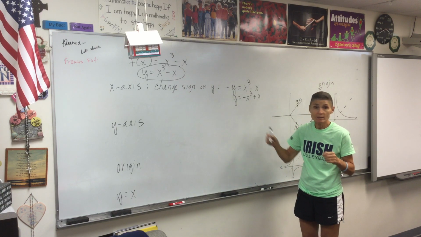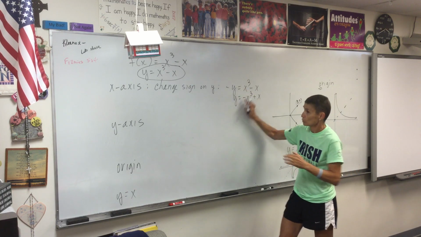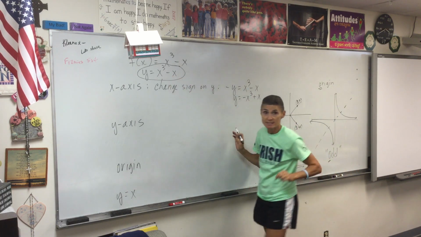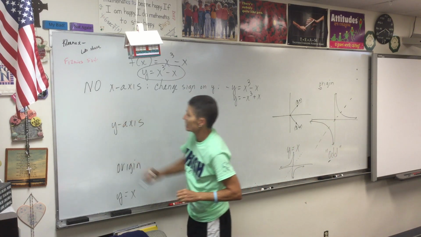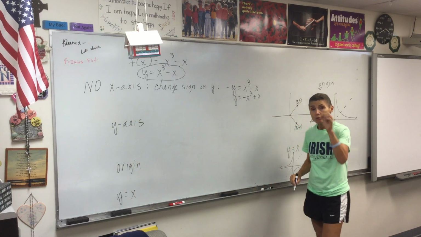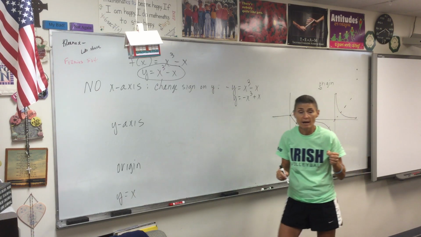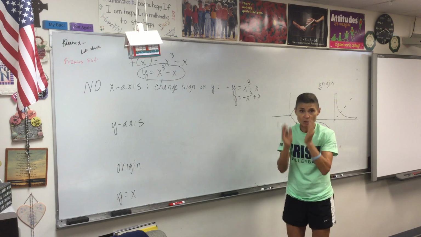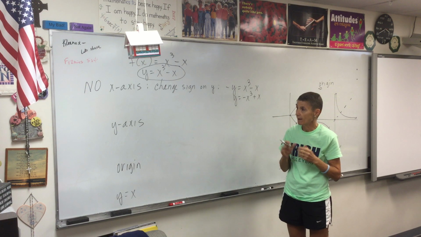If you have symmetry, it won't change it. If you have symmetry, this will turn out exactly the same as this. Well, it didn't, so we do not have x-axis symmetry. If you're going to have symmetry, it means you can change the sign on y and not change the equation. Well, we did, so it's not.